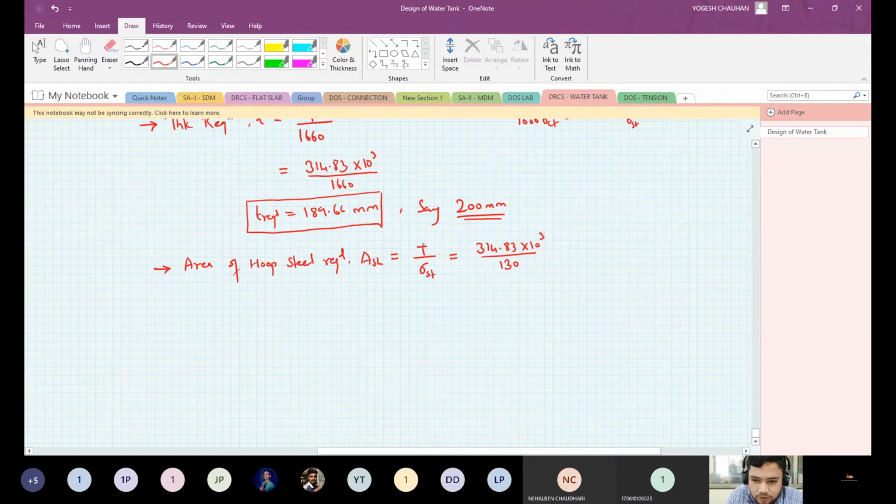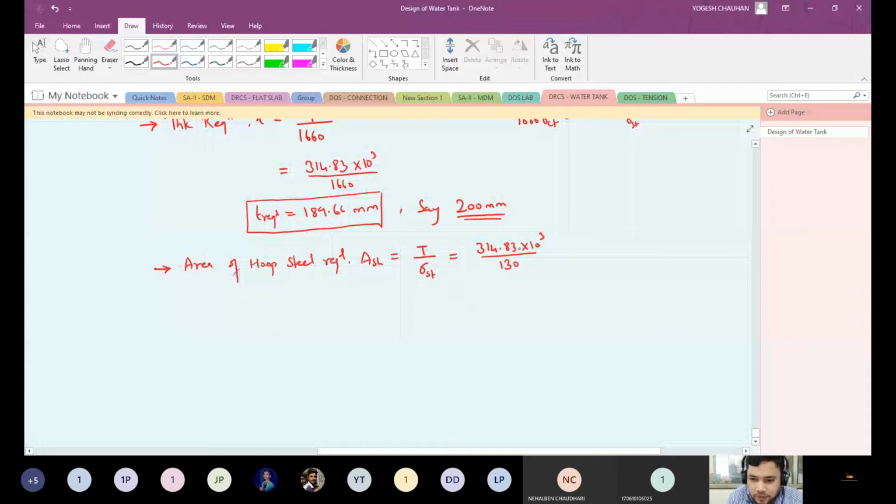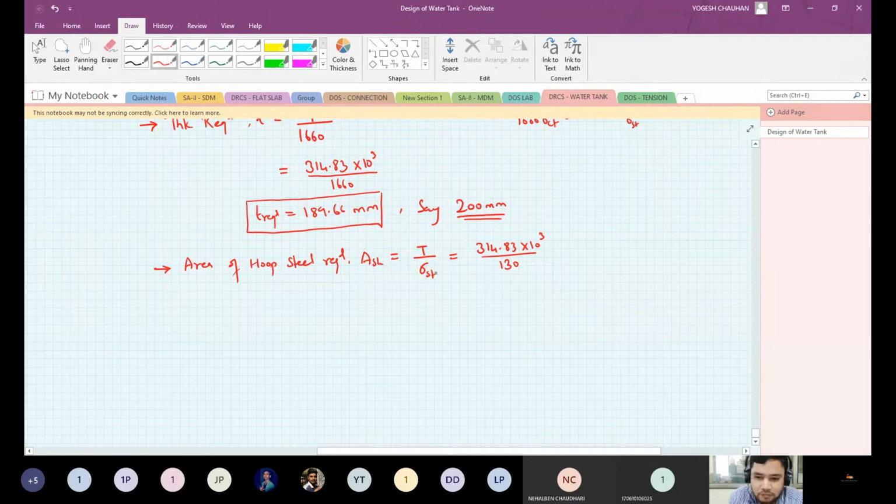The amount of hoop steel is given by the total tension divided by the permissible stress in steel. So it will be 314 divided by 130. 130 is the permissible tensile stress in steel of grade Fe415. So this will be 2422 mm square per meter height of the wall. Okay, per meter height of wall.